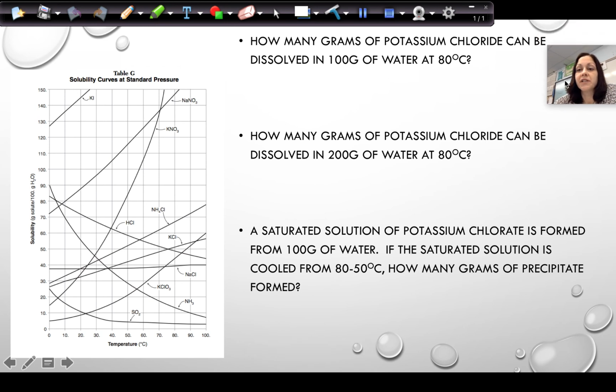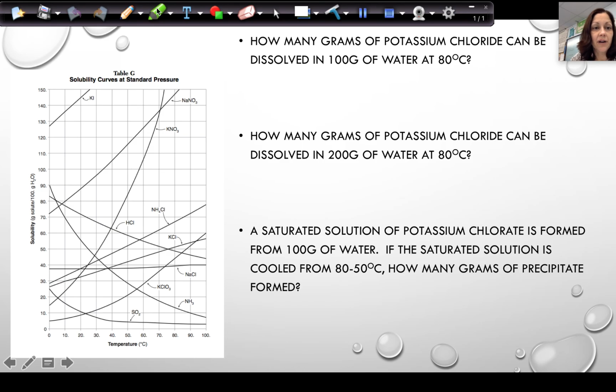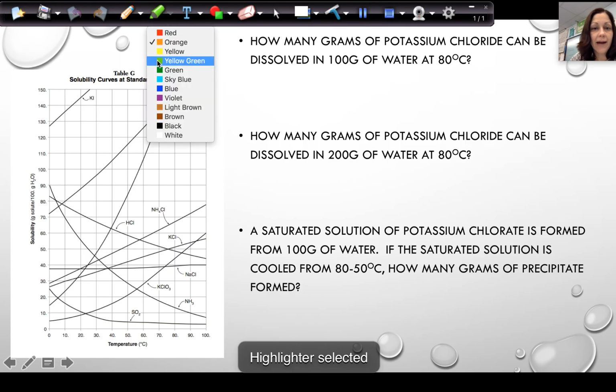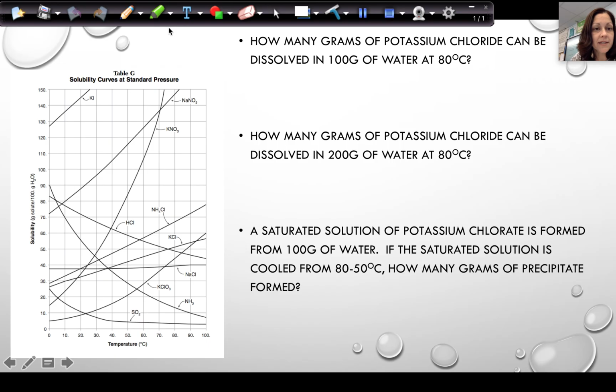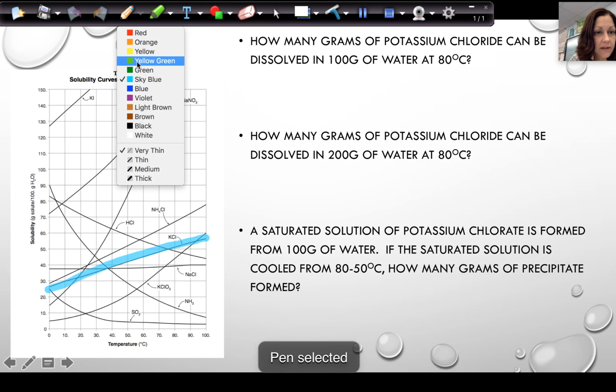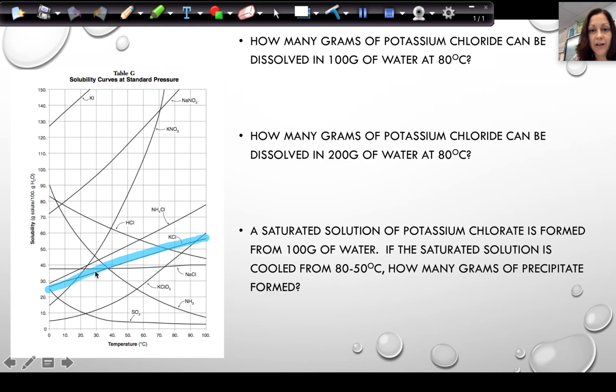So for example, some questions that you might have to answer. How many grams of potassium chloride can be dissolved in 100 grams of water at 80 degrees Celsius? So you're first going to find potassium chloride, which is KCl. Then you're going to find the temperature that they tell you. They say 80 degrees Celsius. And we're going to see where 80 degrees Celsius crosses that line. And I'm going to say it's at about 52 grams.